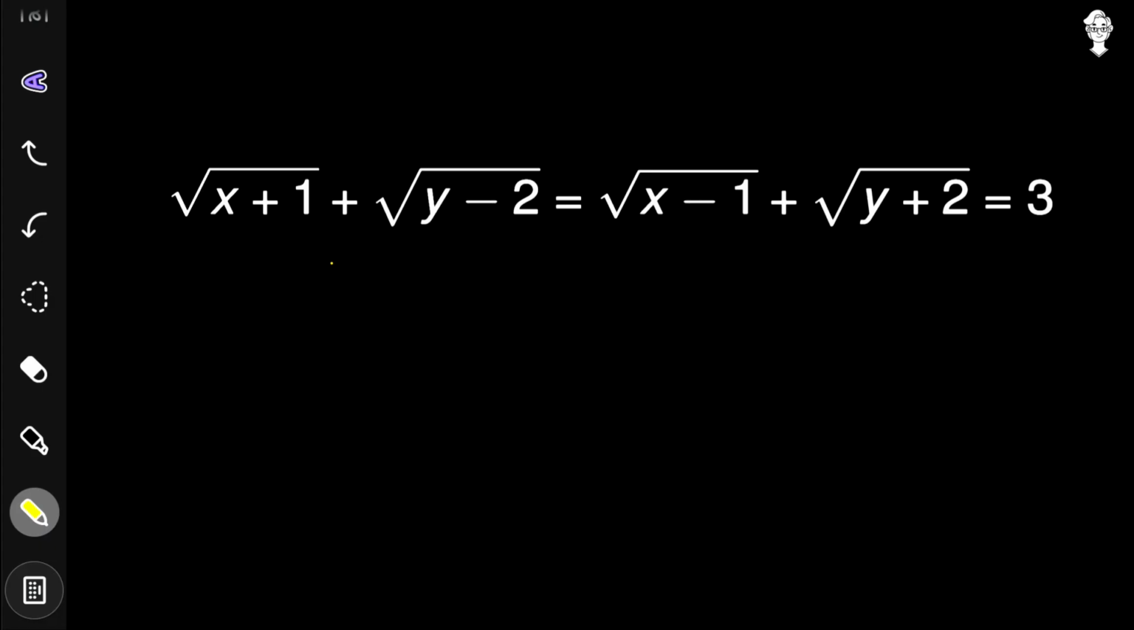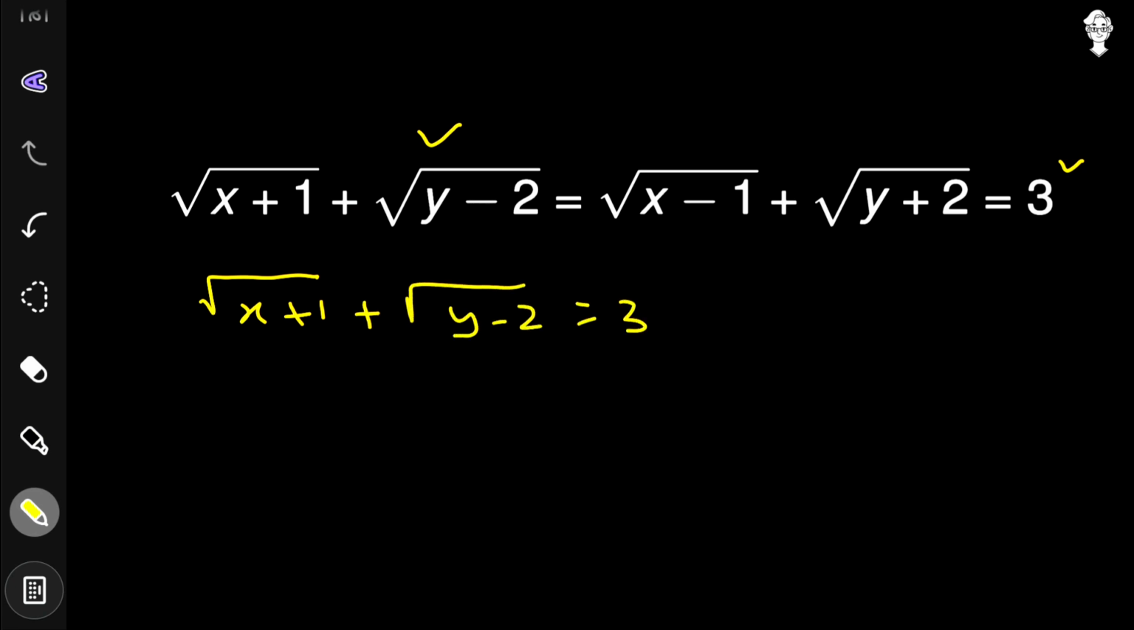So first of all, we can see that three things are given equal to each other. So we'll start the solution by equating the first one with the last one. So the first one is square root of x plus 1 plus square root of y minus 2, and this is going to be equal to 3. And now what I will do is shift this thing over there. So we will have square root of x plus 1 is going to be equal to 3 minus square root of y minus 2. Now I will simply square both the sides.